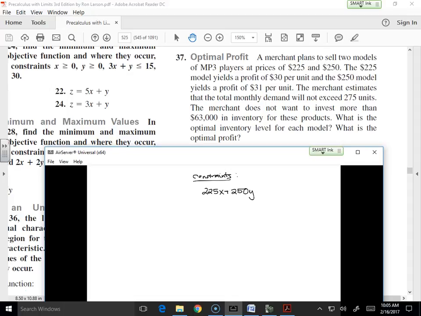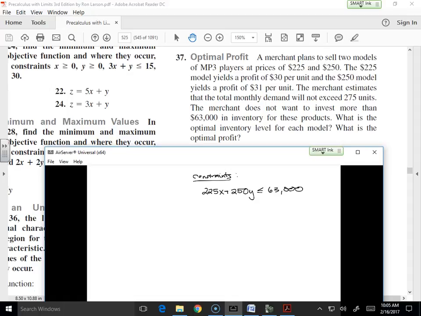What does that mean, inventory? It's how much of the stuff you have ready to sell. It's the worth of the products that you have. The 225x and the 250y actually needs to stay less than or equal to 63,000. Does that make sense? He doesn't want any more than that. So he doesn't want any more than $63,000 worth of product for these MP3 players in his store.